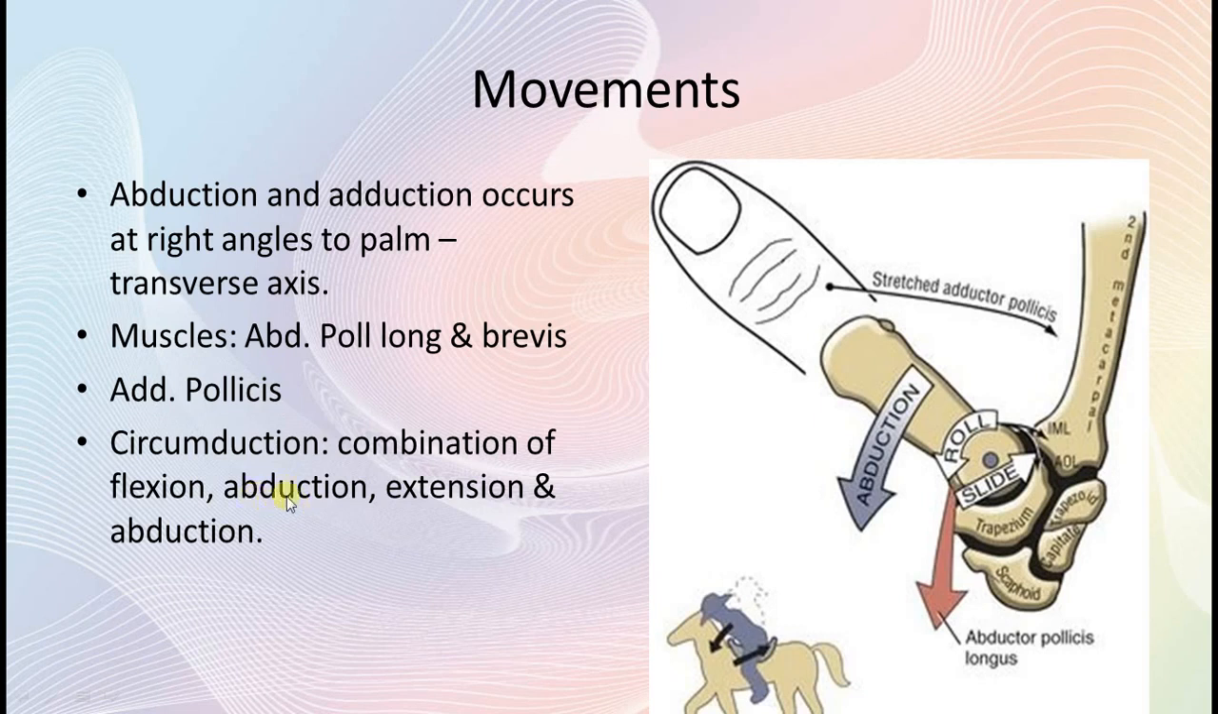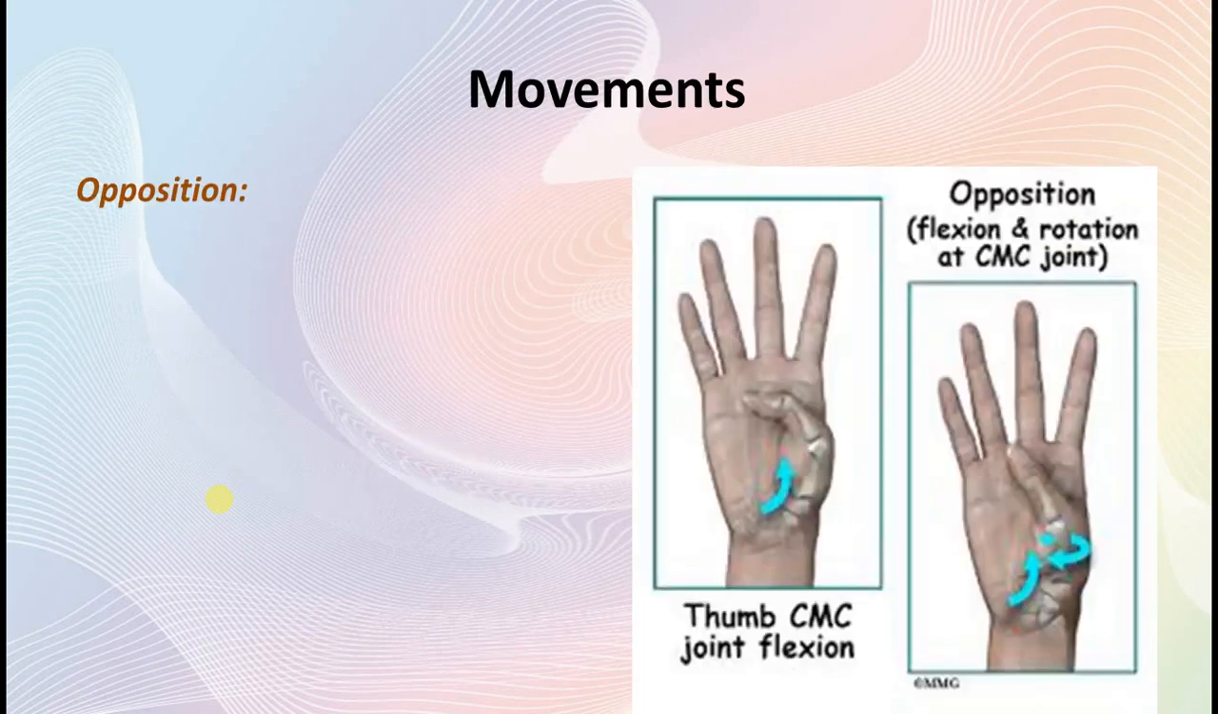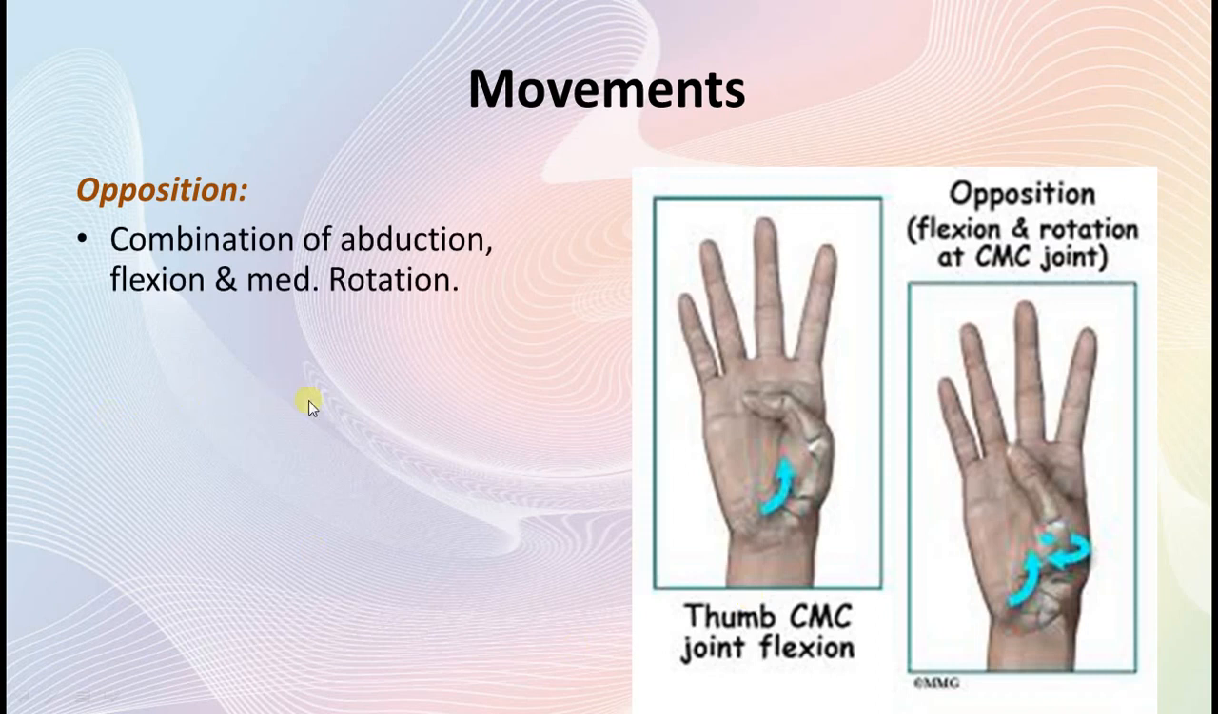So circumduction is a combination of flexion, abduction, extension and adduction. The next unique movement of the thumb is the opposition movement. At the carpometacarpal joint, it is a combination of abduction, flexion and medial rotation, and opposition can be performed only in an abducted thumb. So it is flexion and medial rotation in an abducted thumb.